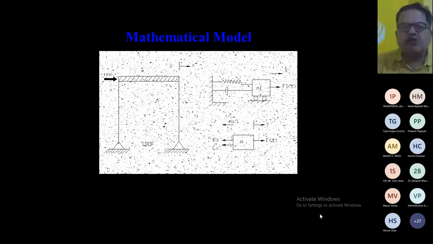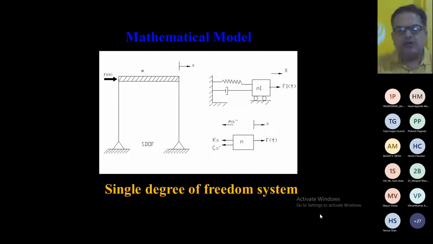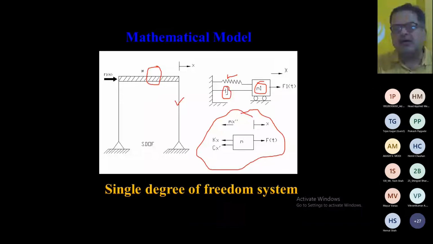Right. So here you can see this is the structure. This is the single degree of freedom system where the mass is located here. So this is the mass here. It is supported on the column. This is connected with the spring, which represents the column, and this is the damping, right? So this is the free body diagram, and we have to solve it.